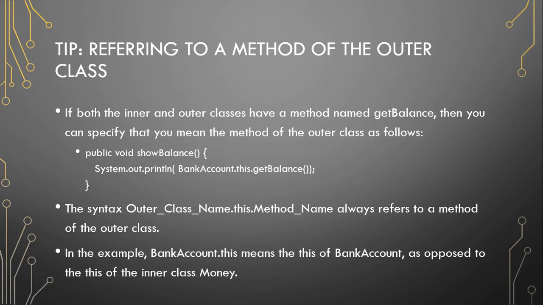In the example that we just showed, bank account.this means the this of bank account as opposed to the this of the inner class money. So we're going to use the bank account version of the method that we're using here rather than using the money version of it. So if show balance existed in, let's say, both bank account and money, then we would, in this case, because we have bank account.this, be using the method that's defined in bank account over the method in money. Now, if we didn't use that in there, but it still had it in both, it would be using the one in money.